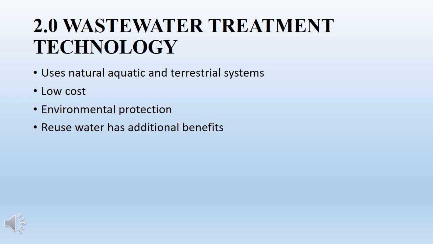The second technology is wastewater treatment technology. This technology uses natural aquatic and terrestrial systems. It has a low cost and also provides environmental protection. The reused water also has its own benefits. This is good because it has many advantages that make it easy for the factories to implement in their system.